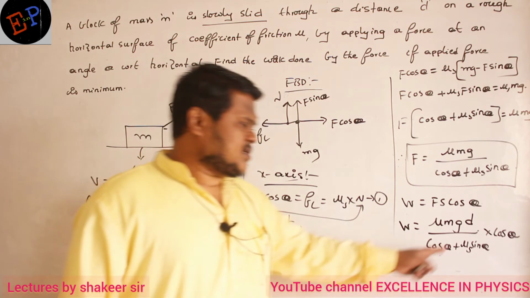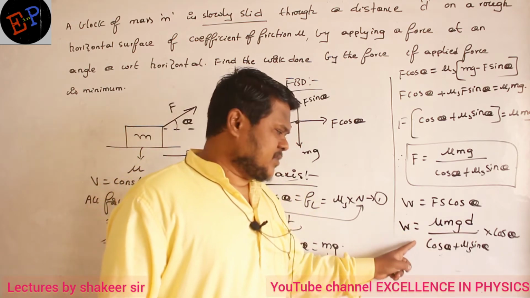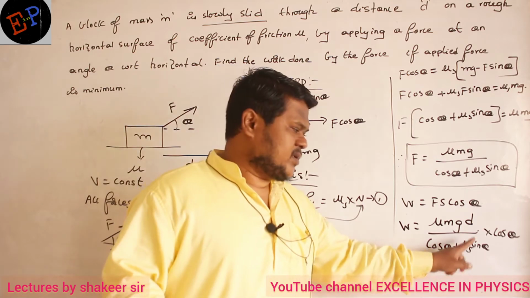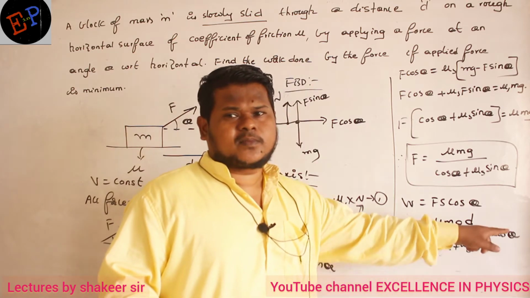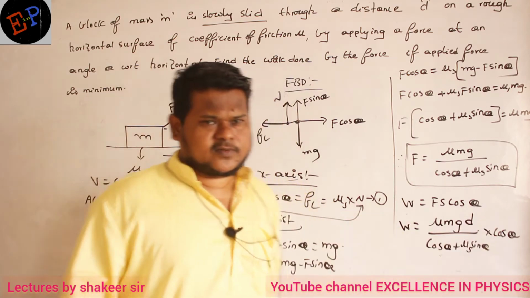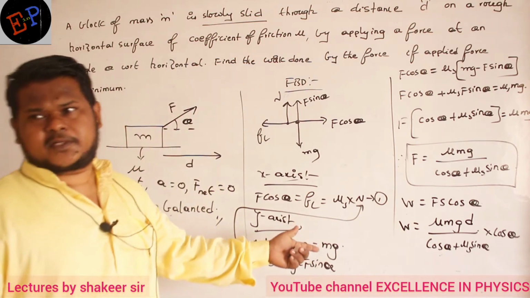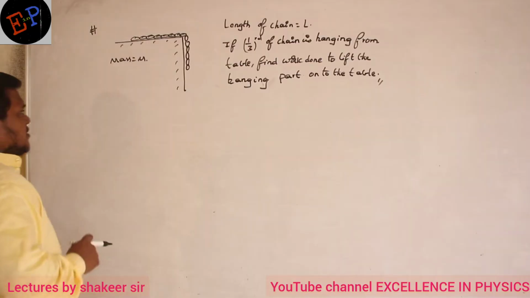So this cos alpha, if it goes to the numerator, it will become cos alpha by cos alpha. No? Cos alpha by cos alpha will become 1. So mu s sin alpha by cos alpha, it will become tan alpha. So mu s tan alpha. So you can write like that also. If you want, you can write, or you leave it up to that. Understood? That's it. See this question.